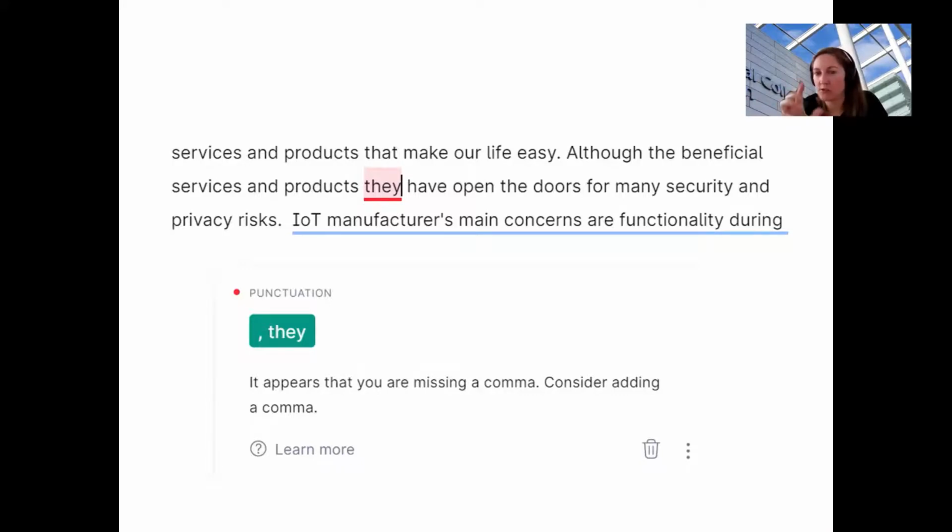Because the student has used "although" in this way, this has led Grammarly to misinterpret the structure of the sentence, leading to a suggestion which actually makes the sentence less clear. So here they've suggested putting a comma before "they," which would just change the meaning of the sentence further, or distort the meaning further because of that initial error, which led Grammarly to misinterpret the structure.